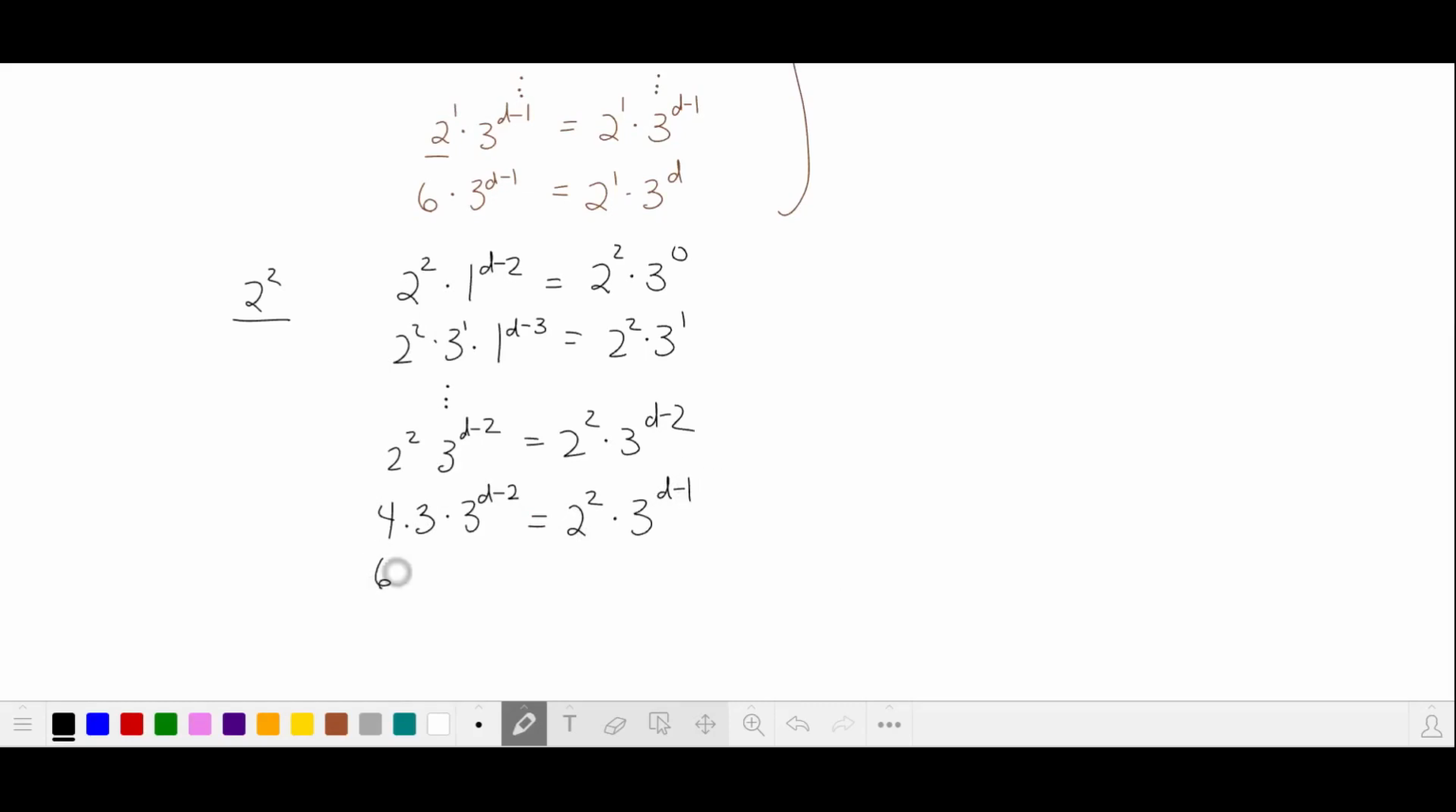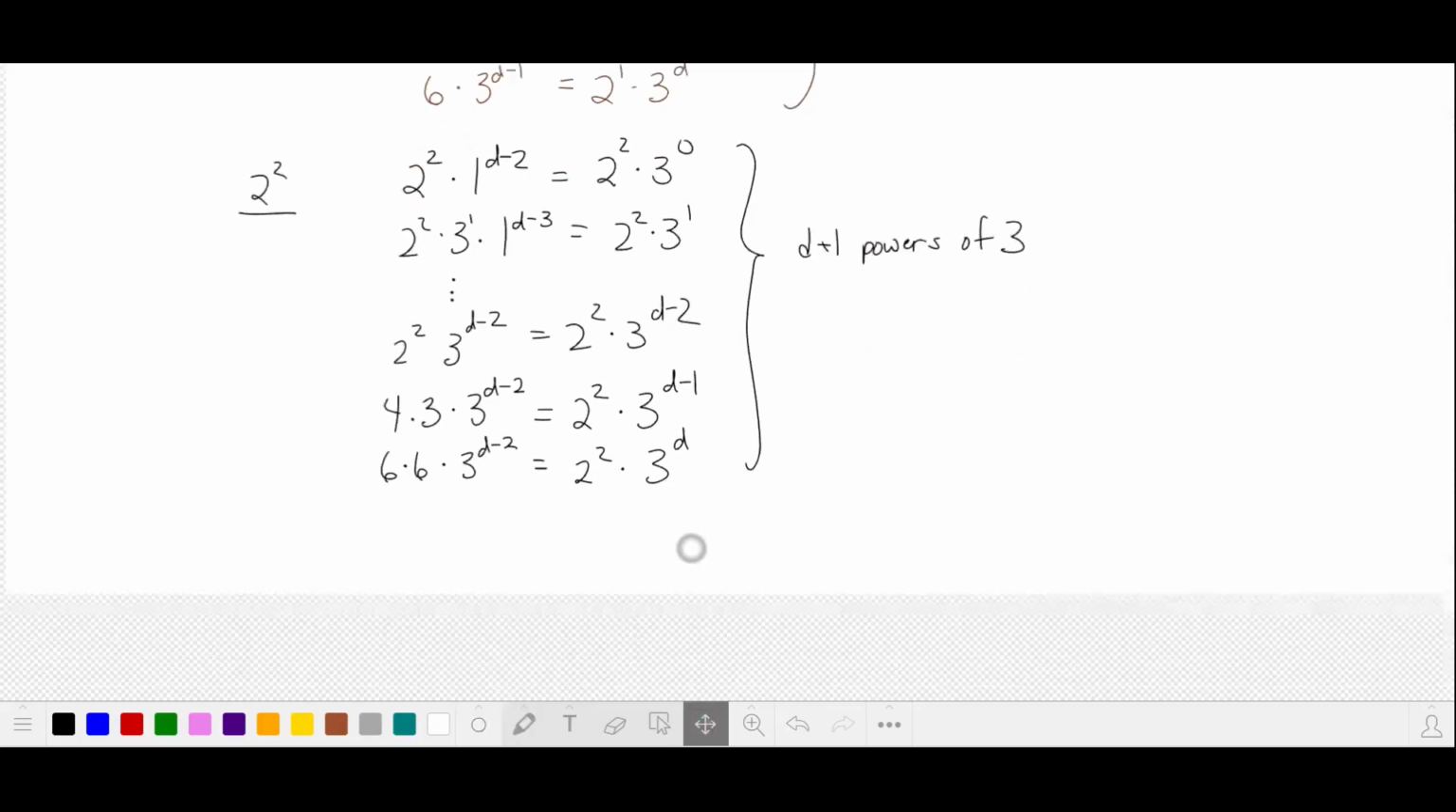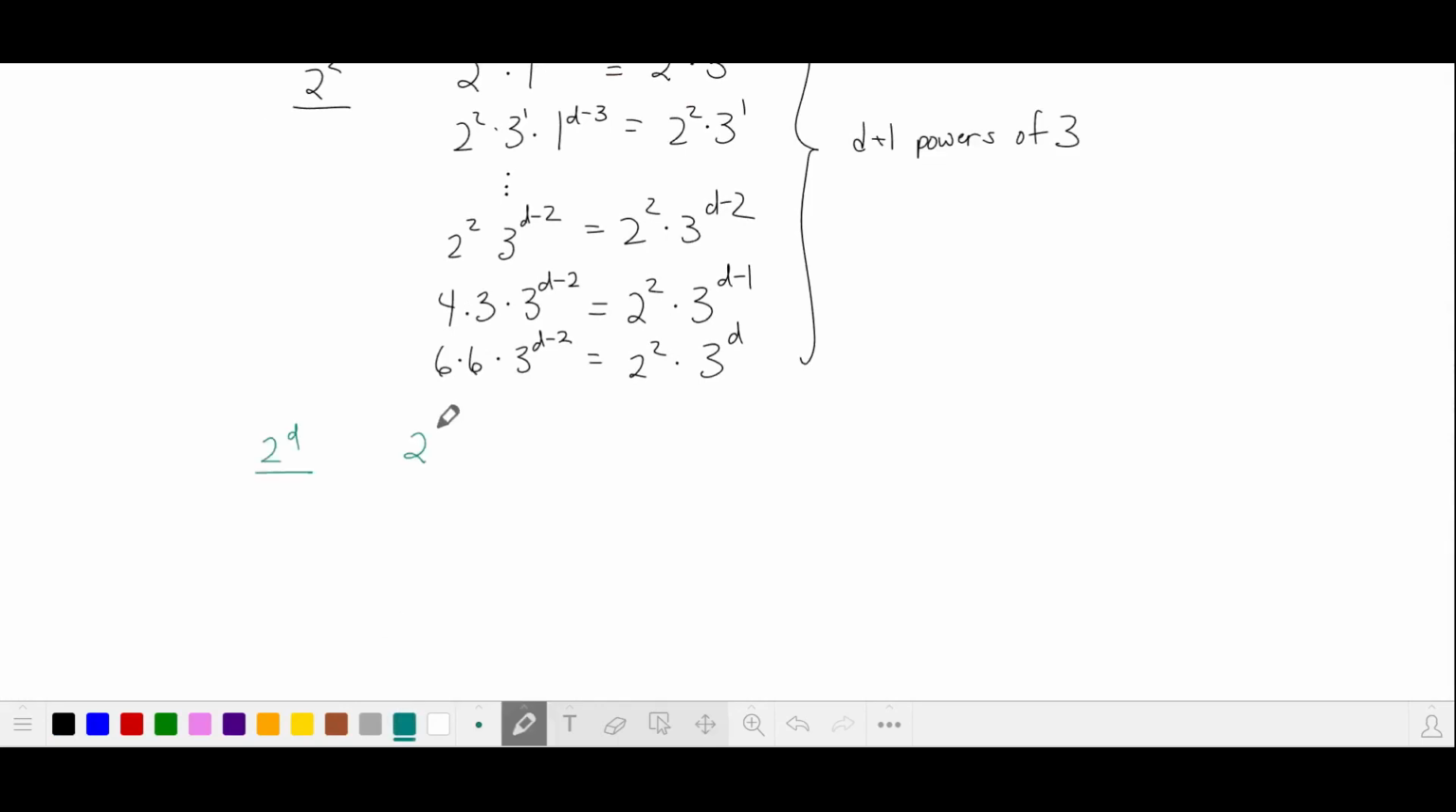And finally, we can have a couple of dice show a 6, and the remaining dice are 3s. This gives us two 2s and 3 to the d power. And again, we have d plus 1 powers of 3. Let's skip ahead to 2 to the d power. If all d of our dice show a 2, then we don't have any 3s.